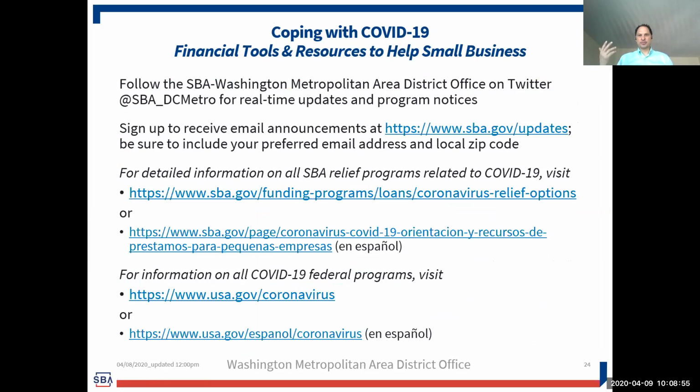Okay. So other communications here. Here are the announcements. Like I said, sign up to receive the email announcements at www.sba.gov/updates. And you can go there. If you go to our SBA website, sba.gov, the homepage, up at the top there's a yellow banner. And there's also a Learn More red button for coronavirus relief. So you can just go in there and start reading through the different programs.